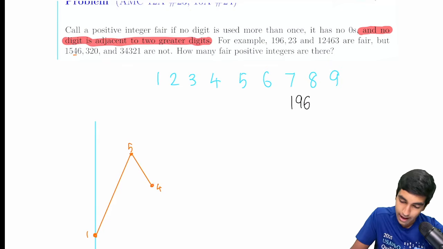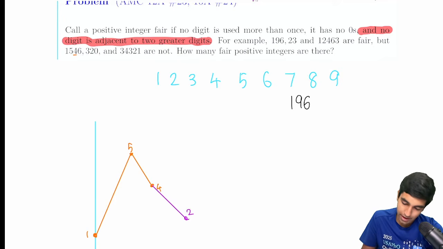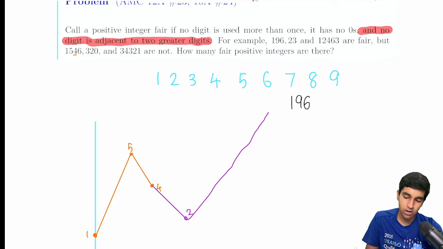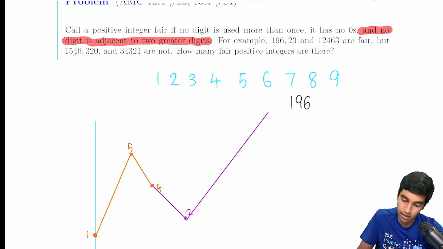So let's say we're going down. Let's say 4, and the next one maybe we can make 2. Why not? We haven't used 2 yet. This next one can be 2. But after 2, can we go back up to like 7? Nope, because now we get a valley. Now 2 is less than 4 and 7.